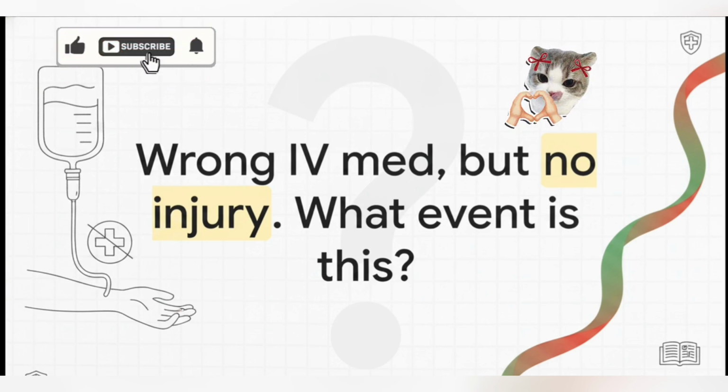But think about this before our next session. What if that same exact wrong drug was pushed? It caused a brief cardiac pause, but the patient was immediately resuscitated to full health with absolutely no permanent damage. Is that an adverse event or a near miss?